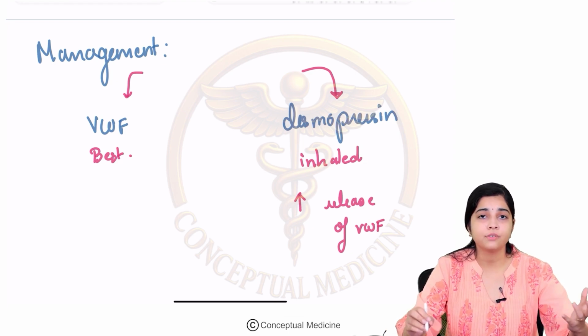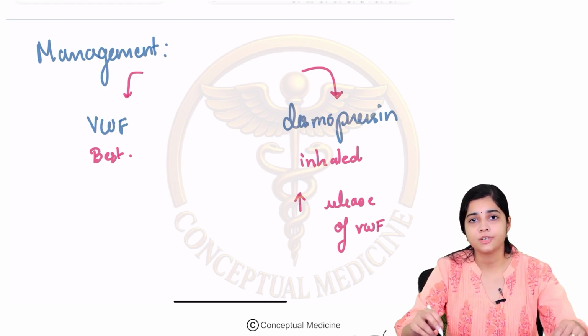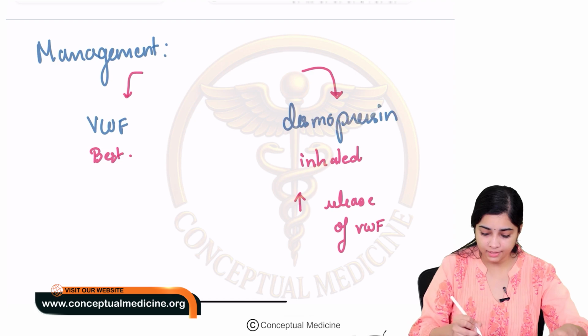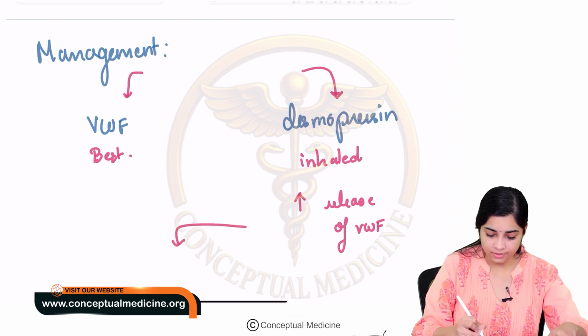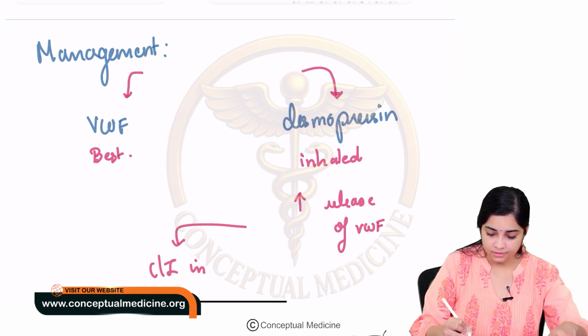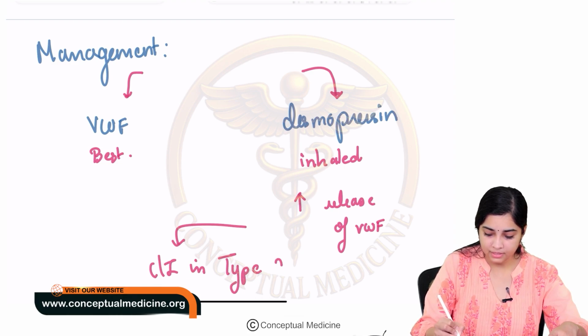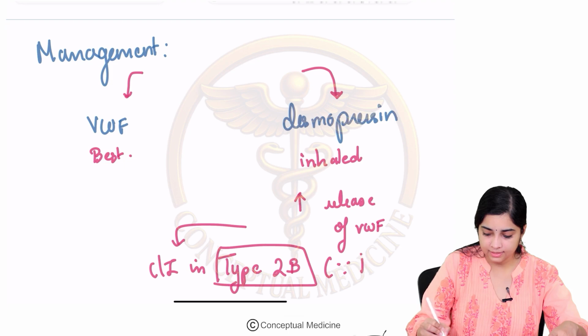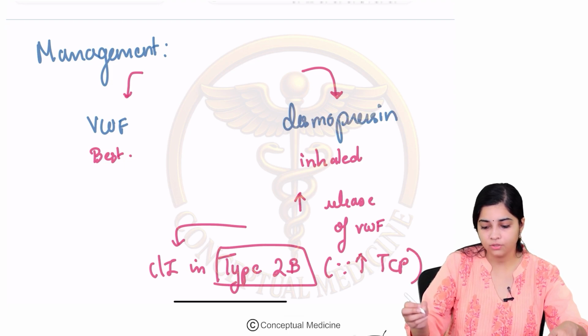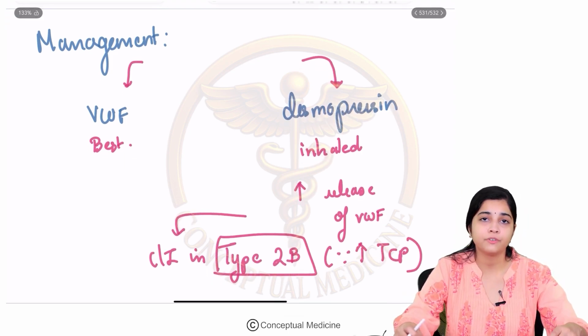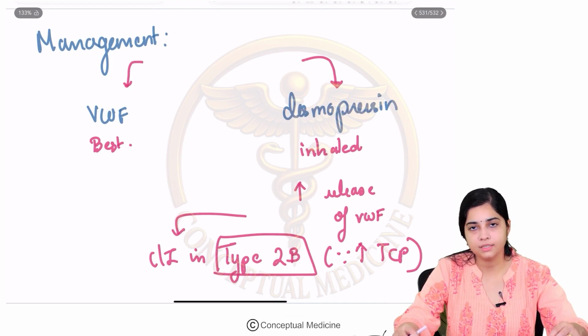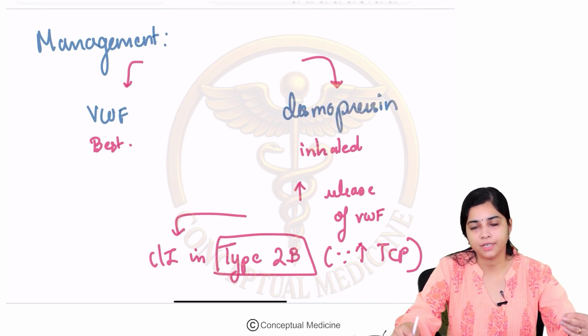The only condition where the exogenous administration of desmopressin is contraindicated is type 2B von Willebrand disease, mainly because it can increase the thrombocytopenia and you do not want that. Okay, so the first line treatment is desmopressin, and definitely you can give von Willebrand factor concentrates to improve the function.